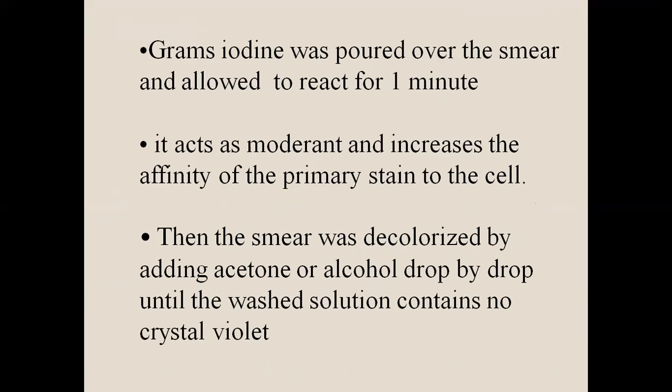Then the next step is to add a few drops of Gram's iodine. The role of Gram's iodine is that it acts as a mordant, so that it will increase the affinity of the crystal violet to the cell, so the cell will become highly attached to the primary stain. Gram's iodine is added and allowed to react for 1 minute.